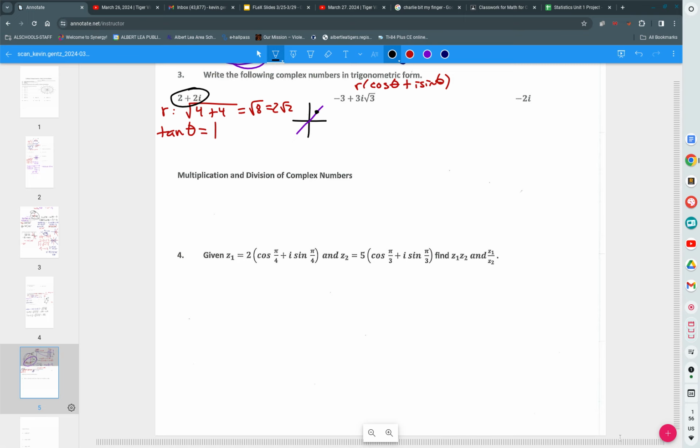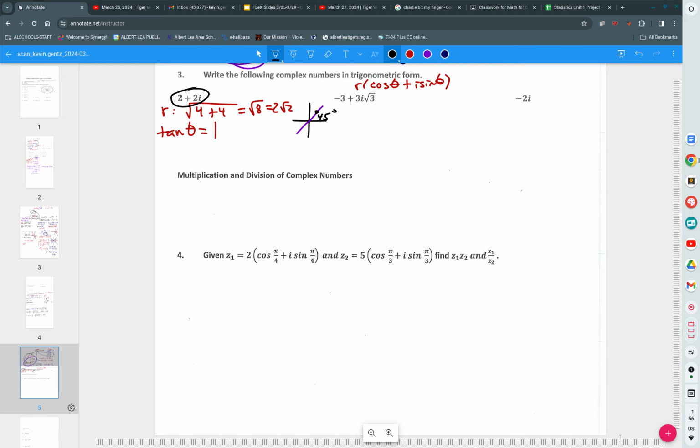Okay, so tangent inverse of 1 on my calculator. What do you get when you do tangent inverse of 1? Go ahead and grab that calculator. 45 degrees. I should have known that. It's okay. I don't want to assume we all remember it.